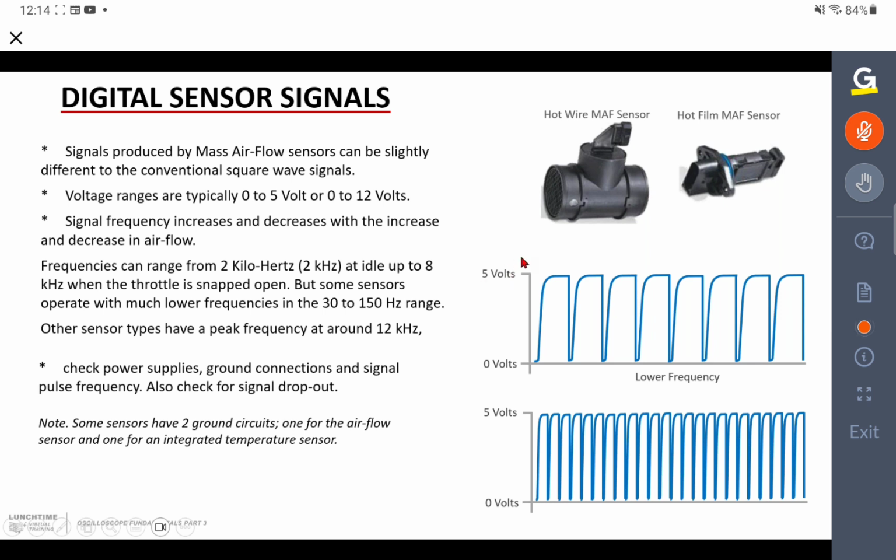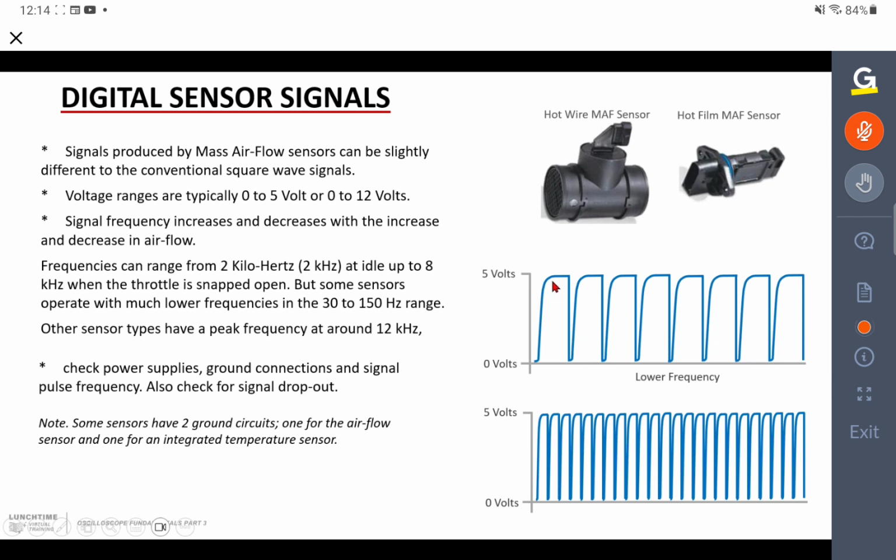And much the same sort of thing happens with mass airflow sensors. Two types. You've got the traditional one where it is literally measuring airflow using a heated wire, and there's an alternative version where they have a hot film mounted in the airflow. But they produce the same sort of digital signals. Sometimes these signals are very slightly different. They have a bit of a rounded corner on one or both sides of each pulse, but effectively you're still producing a digital signal.